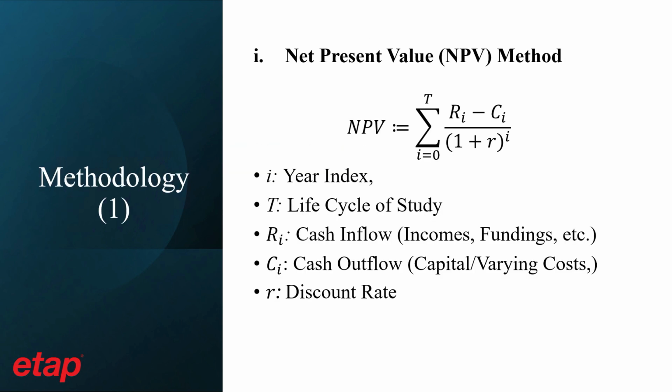Economic analysis can be performed through various approaches. Two of the most well-known methodologies are covered in this presentation, which are also implemented in ETAP software. So the first method here is the net present value, or NPV method. In NPV method, for each year within the life cycle of the study, the difference between cash inflow and cash outflow of the system is reported in its present value through conversion by the discount rate.